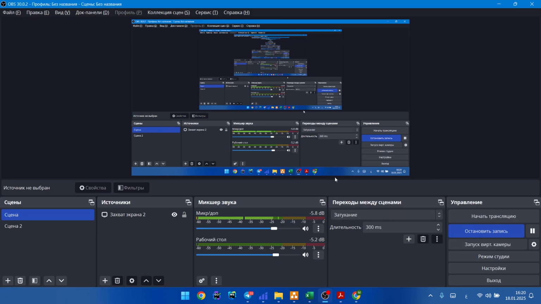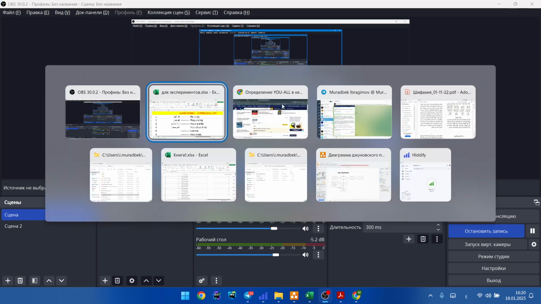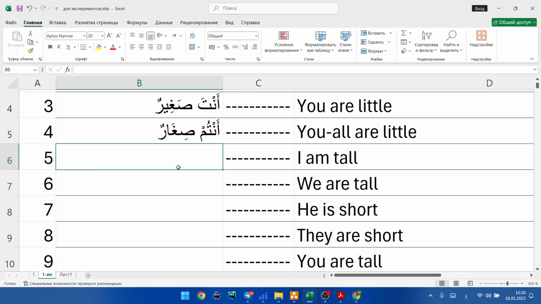I want to know how time is going, so I want to be in 10 minutes. Okay, we will see inshallah. I am tall. How to say I? أنا tall. طويل.